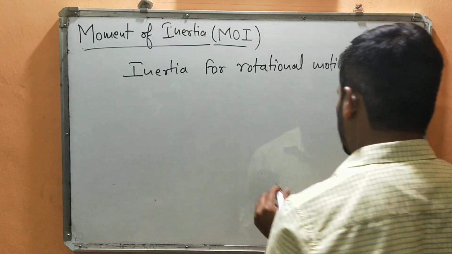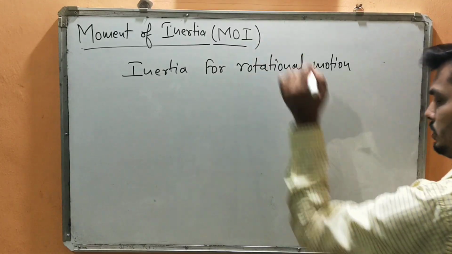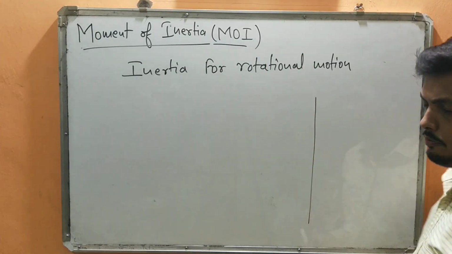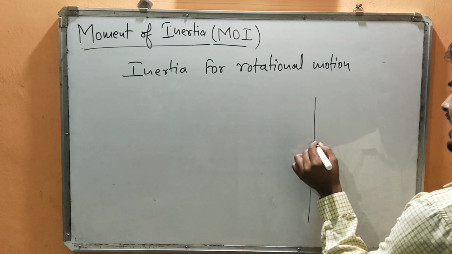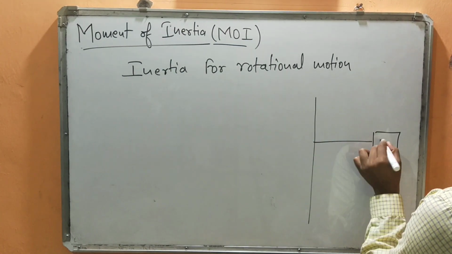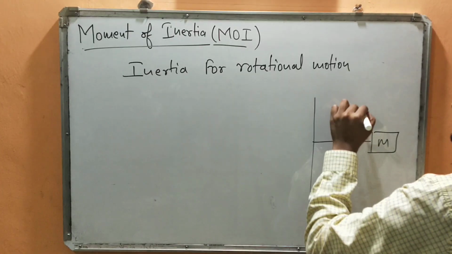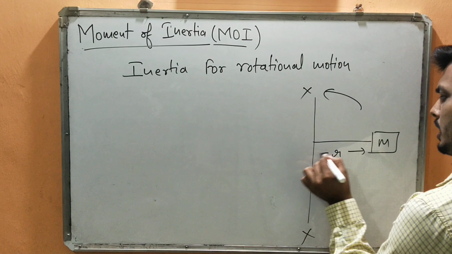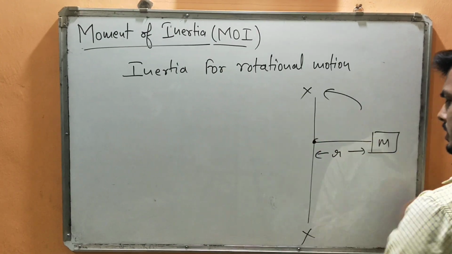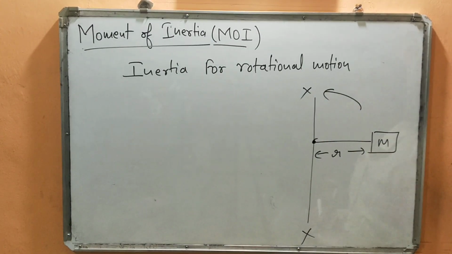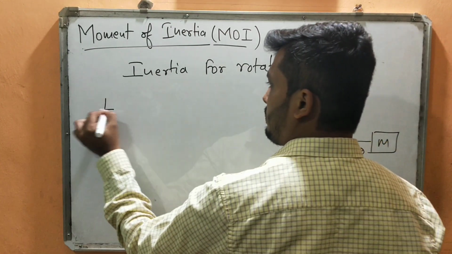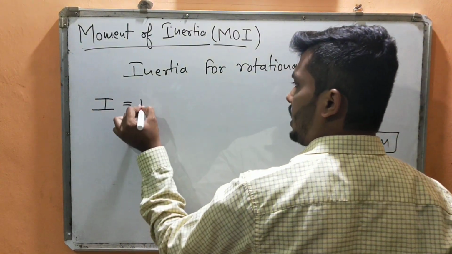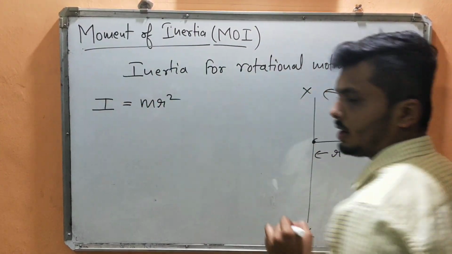To understand moment of inertia, consider a fixed axis, and on that axis there is one mass attached to it, rotating about this fixed axis, the x-axis. Let this distance be r. So moment of inertia is given by I, and how do you measure it? I equals mr square.